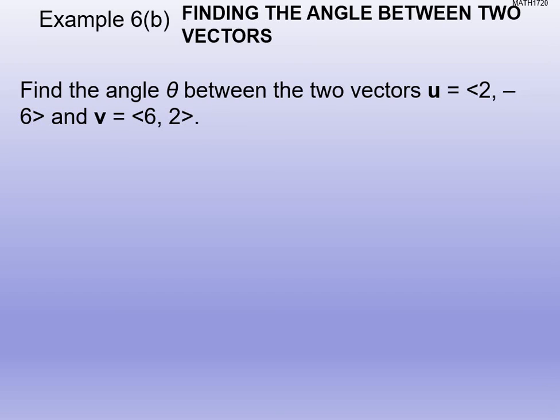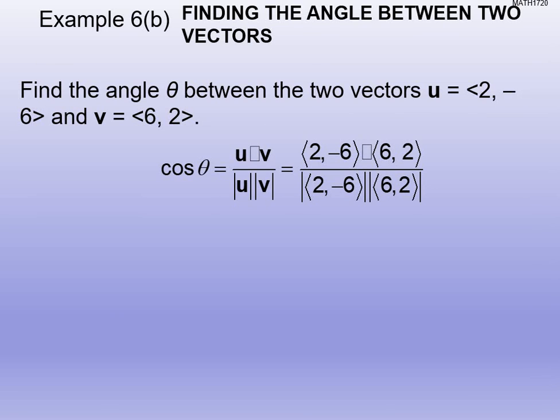All right, it's u dot v divided by the magnitude of u times the magnitude of v. So we're going to substitute everything in. The little box there should be the dot product. I have no idea why it's not showing up on this slide, but we should be able to do that. So the dot product will be 2 times 6, which is 12, plus negative 6 times 2, which is negative 12. So the dot product on top sends that to 0 for us.